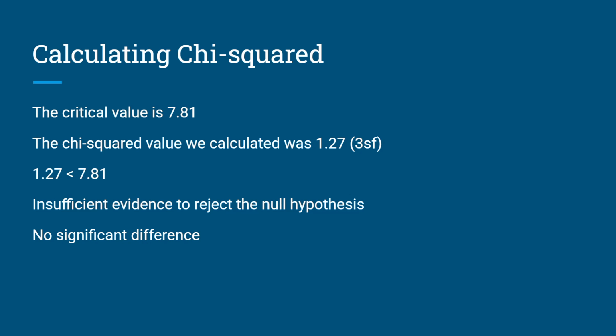Now, because our chi-squared is less, in fact it's a lot lower than the critical value, this gives us insufficient evidence to reject the null hypothesis, which means that there is no significant difference between observed and expected results, which means that this indeed does fit the typical Mendelian dihybrid cross ratio that we'd expect of 9:3:3:1.